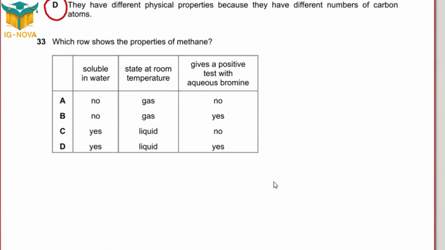33. Which row shows the properties of methane? Methane is a hydrocarbon, so it doesn't like water. Soluble in water? Of course not. State at room temperature: gas. A positive test with aqueous bromine requires an alkene. Methane is an alkane, so it doesn't give it. So A.